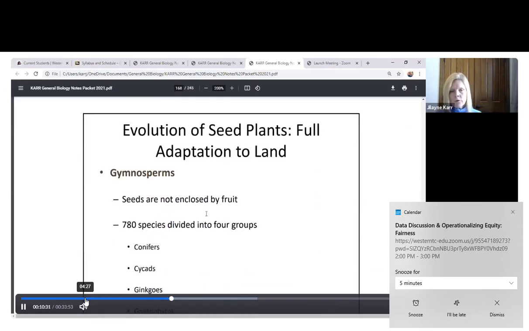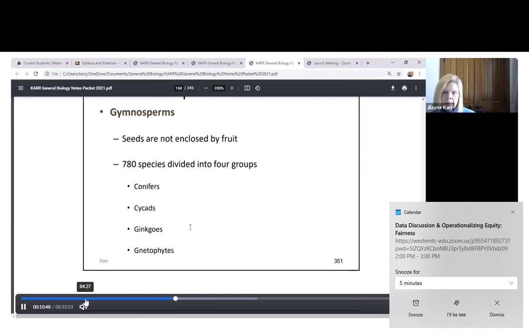We have different groups of plants. The gymnosperms are your pine trees. So when you think of gymnosperms, think of plants that produce cones. So the seeds are not enclosed by a fruit. The seeds are actually within the leaves of the cones, and they're called scales actually.